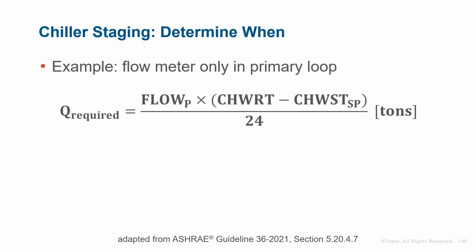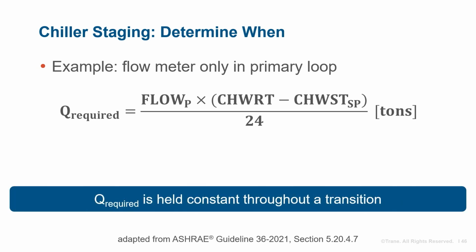If there are no flow meters in the secondary loop, the guideline directs to the use of Q required. This is calculated based on the measured flow in either the primary or secondary circuit, depending on configuration. In our example, we have primary only pumping, and there is a flow meter in the primary loop. Q required in tons is the primary flow times the delta T across the loads, which is system return minus chilled water supply temperature set point, divided by 24.